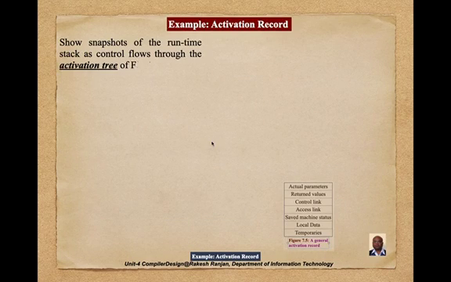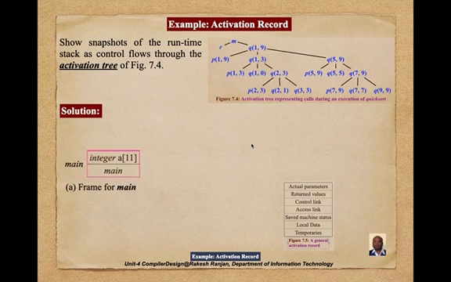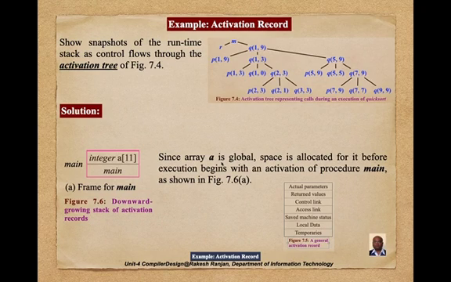So let us discuss one example of an activation record. Here we have this diagram, for which we want to create the activation record. Initially we have main, and this is the downward growing stack of activation records. Since A is global, space is allocated for A at main. A[11], an integer array, is declared in main. So this is the first part.